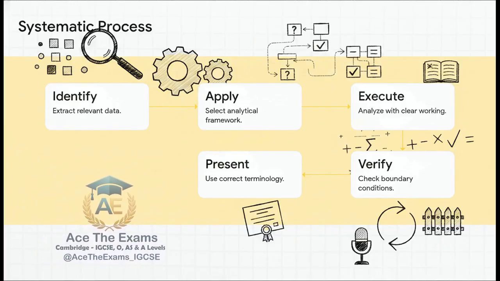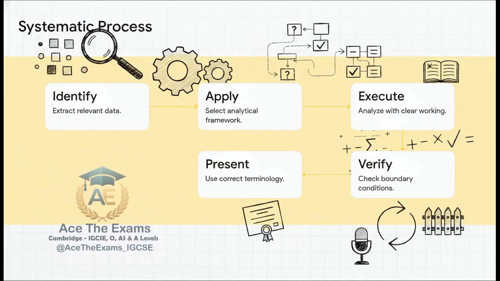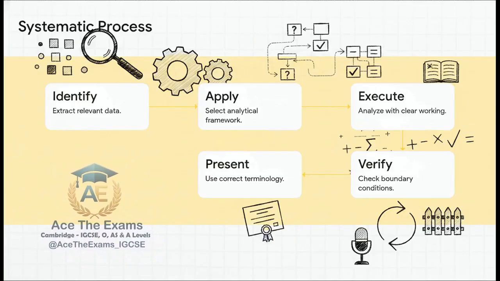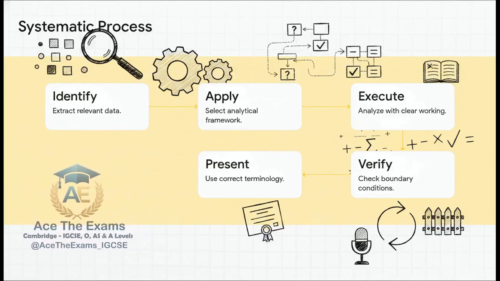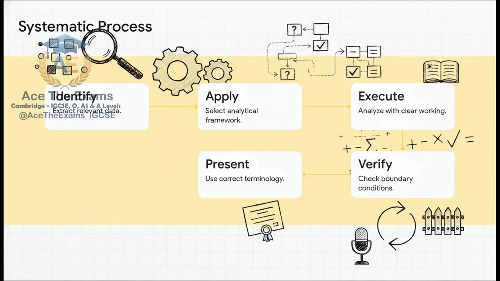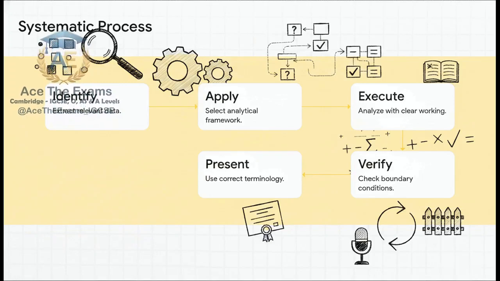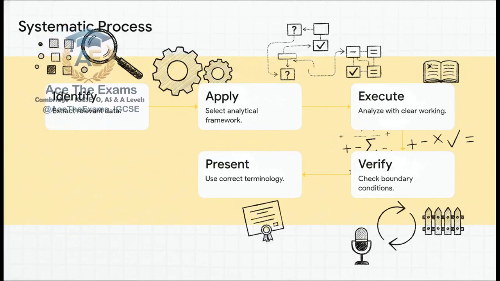Step 1, identify key elements. You need to deconstruct the question and extract only the relevant data. Step 2, apply relevant principles. Select your analytical framework, like the Peel method we just talked about. Step 3, execute analysis with clear working. This is huge. Do not hide your math or your logic in your head. Put it on the page with perfectly clear notation. Step 4, verify results. Check your boundary conditions. Step 5, present it all in the appropriate format using correct, syllabus-approved terminology.